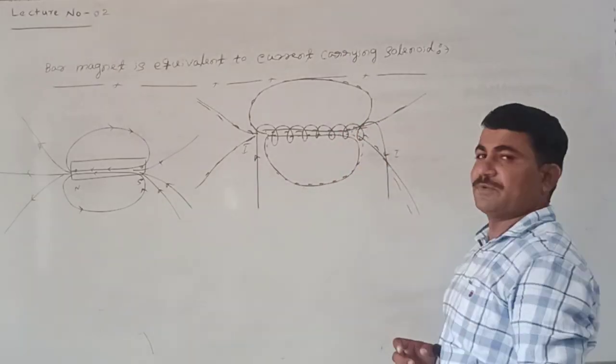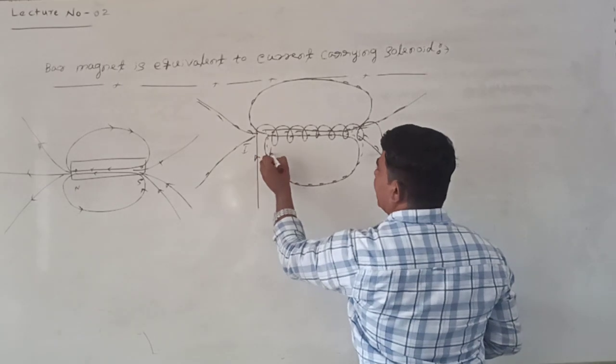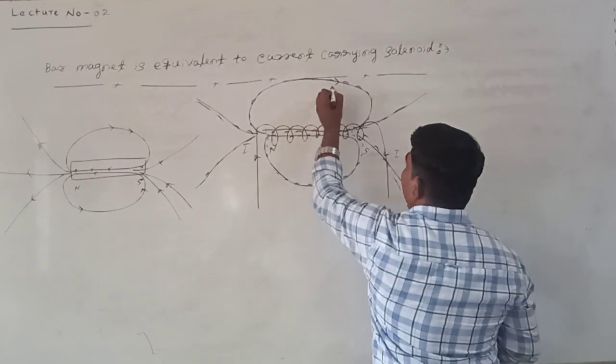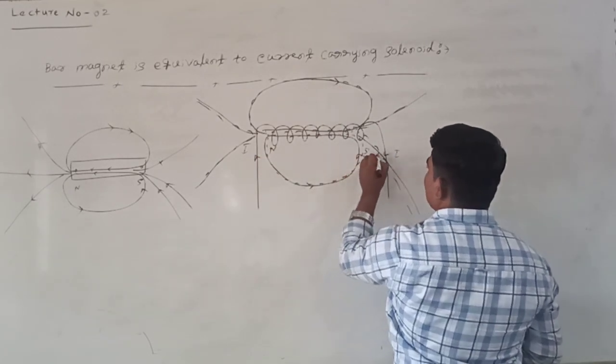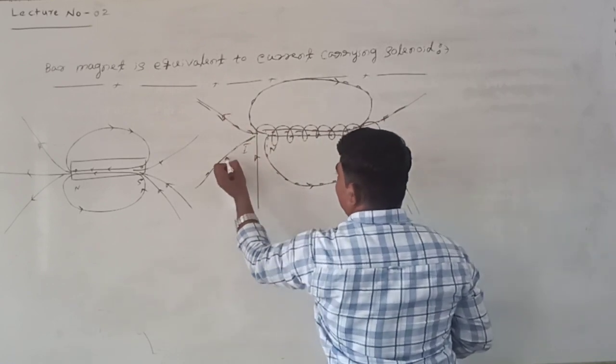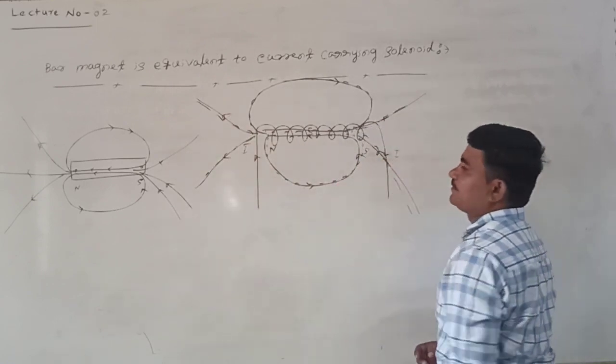Like this I can arrange. So how must the direction be? Then this acts as the north pole and this acts as the south pole. The magnetic field lines must be like this. Inside, this is the outside. So inside it must be like this.